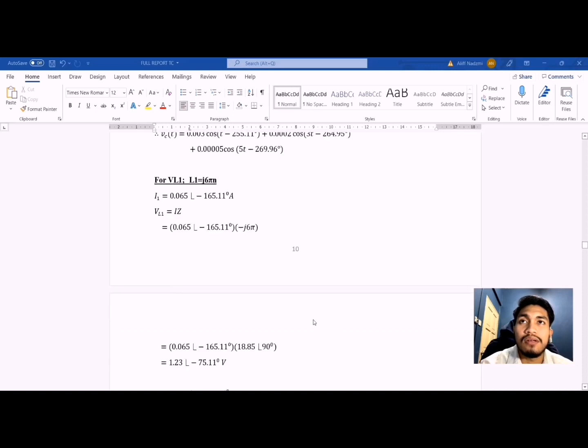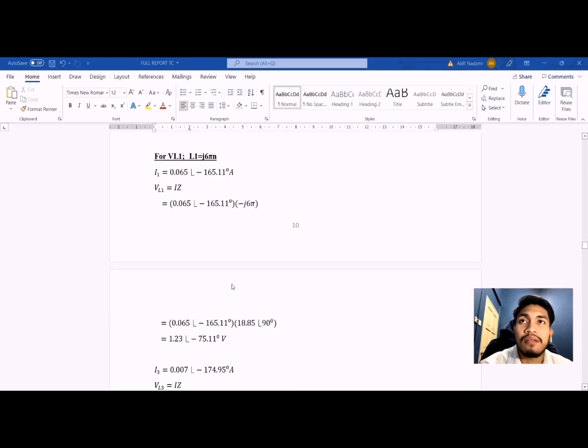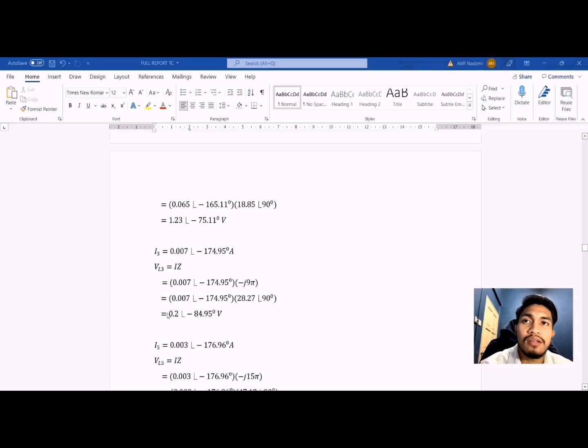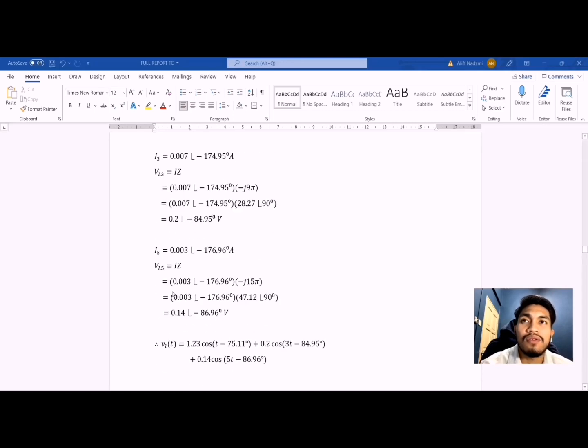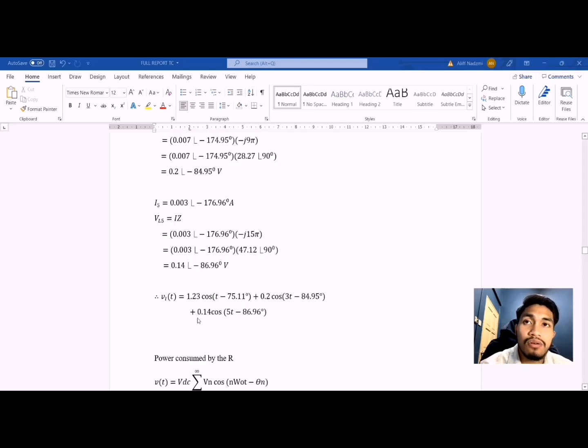Okay, next for our inductance. For the VL1 we will get 1.23 angle of negative 75.11 degree volt, and for the VL3 we have 0.2 angle of negative 84.95 degree volt, and for VL5 we have 0.14 angle of negative 86.96 degree volt. So here is the Fourier series for the VLT.